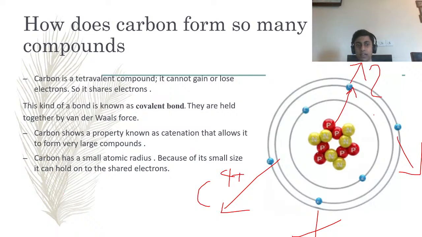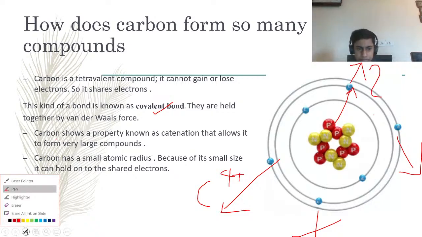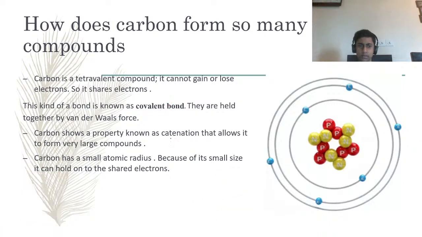But what does it do then? It shares electrons, yes, but what kind of a bond is it? This kind of a bond is known as a covalent bond. Carbon shows a property known as catenation that allows it to form very large compounds. Catenation, in simple terms, is carbon bonding with itself. It's a self-linking property of carbon to form very large chains. And also carbon has a small atomic radius, so it can hold on to the electrons and does not require a lot of energy.